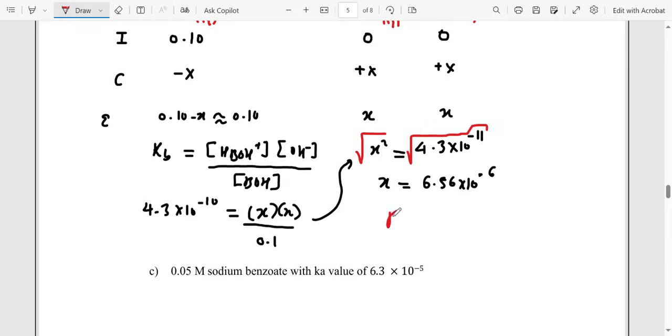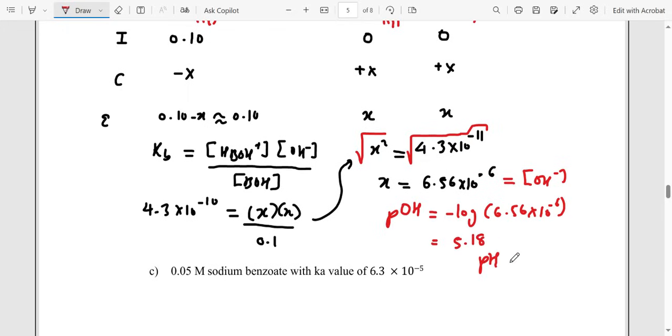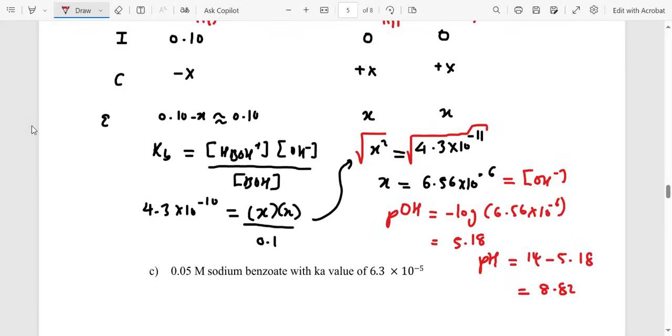So now to find the pOH, because this value of x is actually the concentration of hydroxide. So it's going to be negative log of 6.56 times 10 to the power negative 6. And that is going to give us the pOH is 5.18. So the pH therefore is 14 minus 5.18, and that is going to give us 8.82. I hope that is okay.